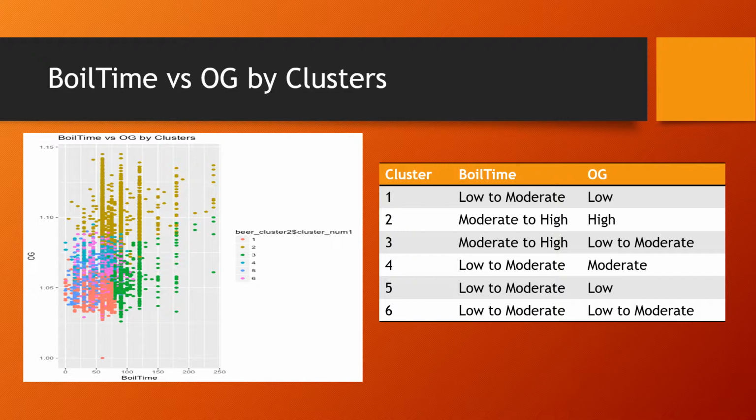The higher the solids, the higher the alcohol that is produced. Cluster number 3 as well has high boil times. Moderate to high boil times, low to moderate original gravity. Cluster number 1, you could clearly make out where cluster 1 is. It lives in the low to moderate boil times and low original gravity. And cluster number 4, low to moderate boil time and moderate original gravity.